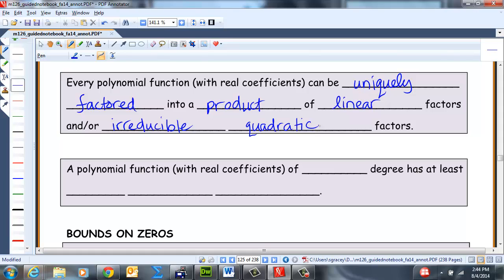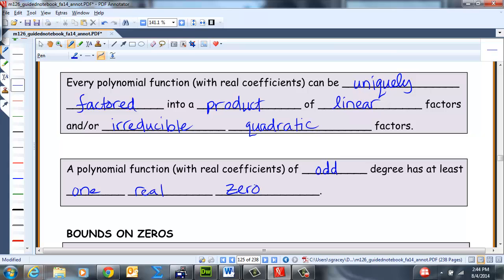Okay, a polynomial with real coefficients of odd degree has at least one real zero. At least one real zero, because it'll have to cross the x-axis.